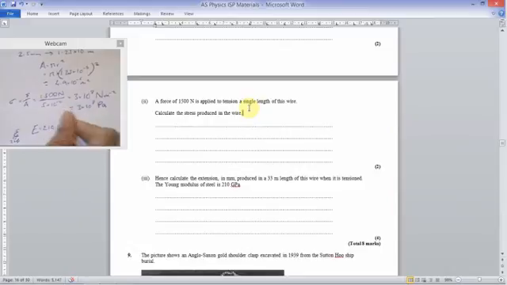Gigapascals, or giganewton per meter squared. We've got our original length of 33. We know our stress, which is 3 times 10 to the 8. So we just want extension is equal to question mark.